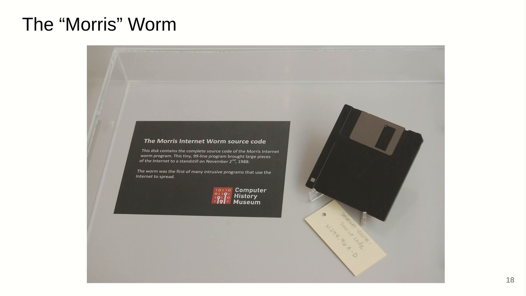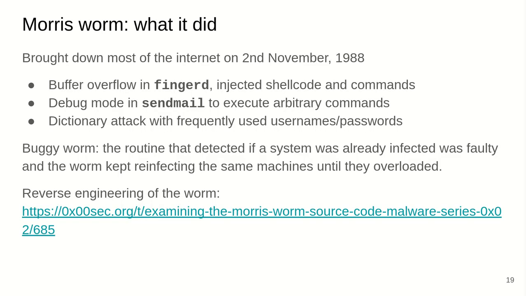Interestingly, it combined three types of vulnerabilities. A buffer overflow in fingerd, which injected shellcode and commands to gain code execution on the target system. Debug mode in sendmail, which turned the most commonly used email daemon at the time into debug mode to execute arbitrary commands. And an attack against users, a dictionary attack with frequently used usernames and passwords, trying out different combinations of usernames and passwords that were stored.